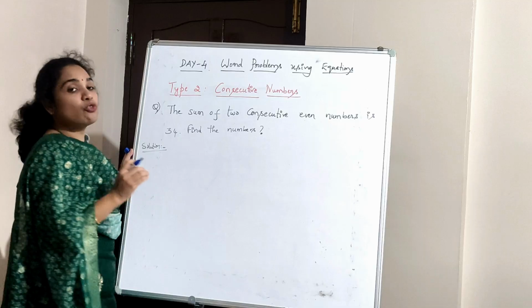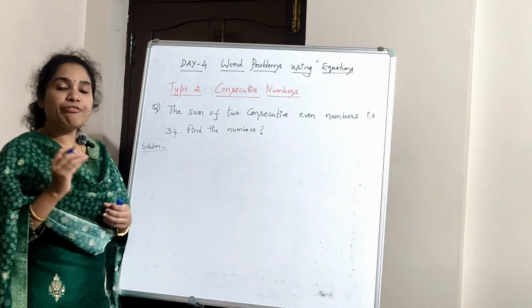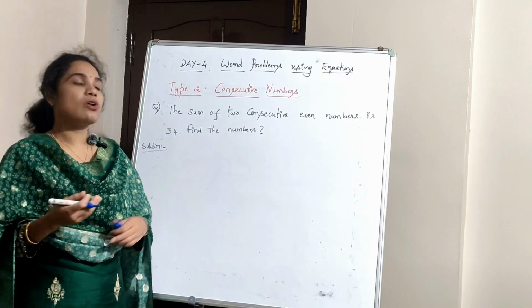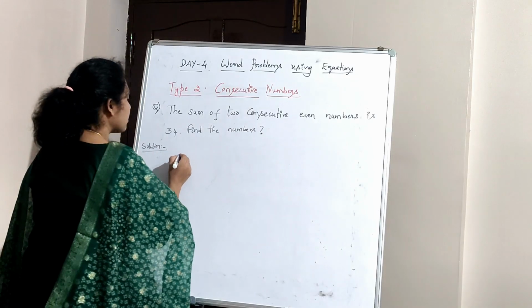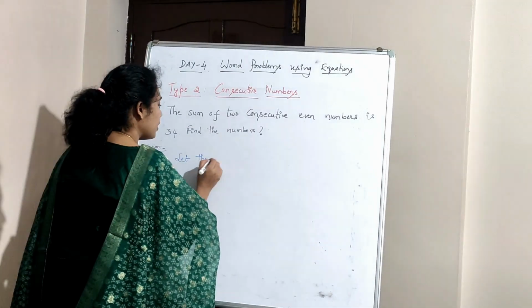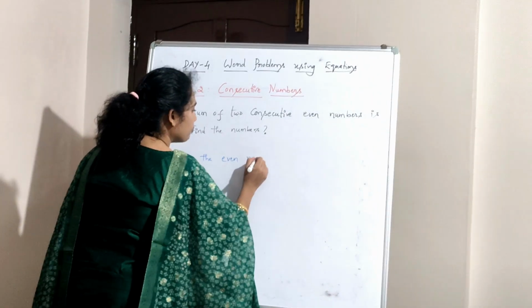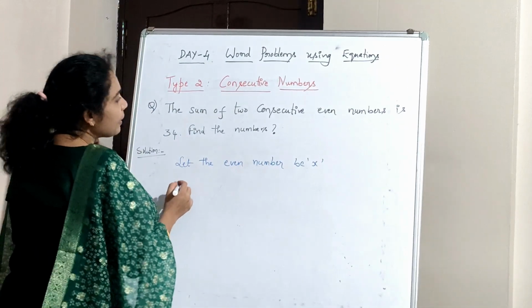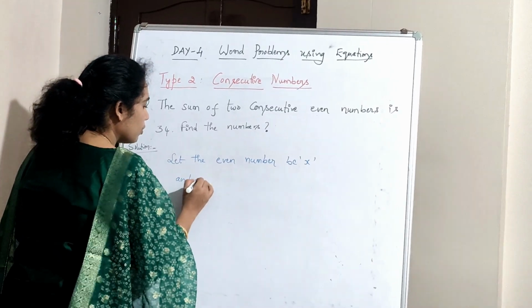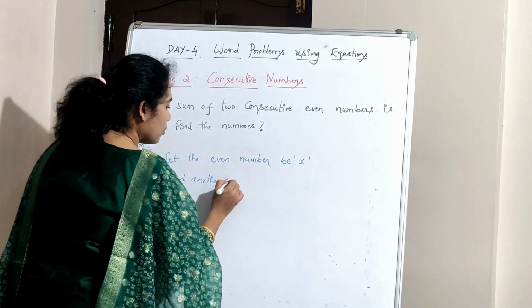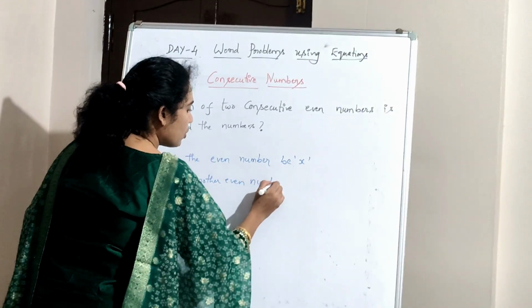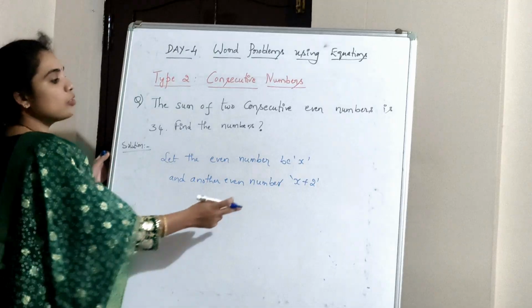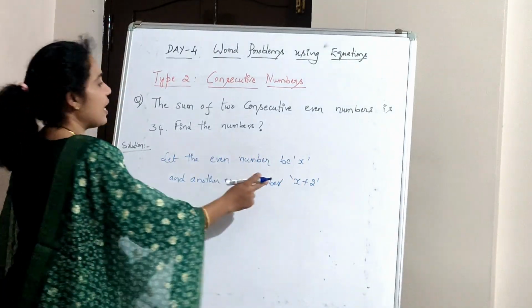So first of all, we have to consider those two numbers. If we consider the number to be x, the next number will be x plus 2 because they are even numbers. So let the first even number be x. What is the next number? It is x plus 2. Now these are the two consecutive numbers, x and x plus 2.